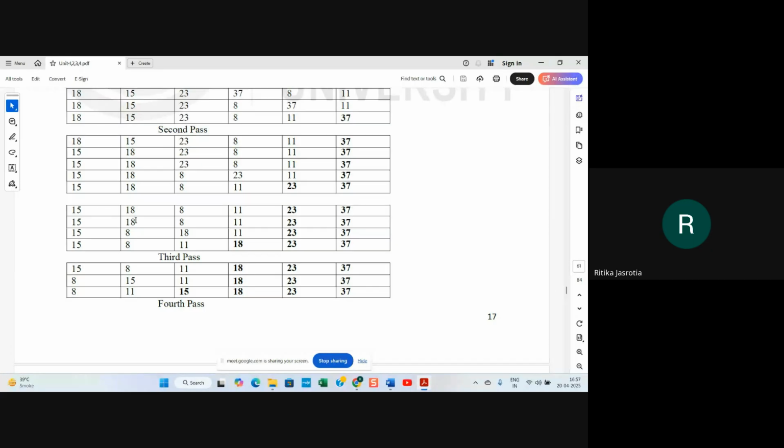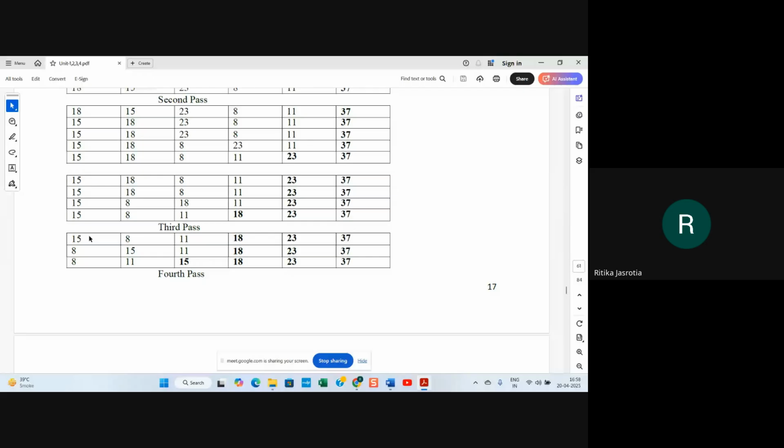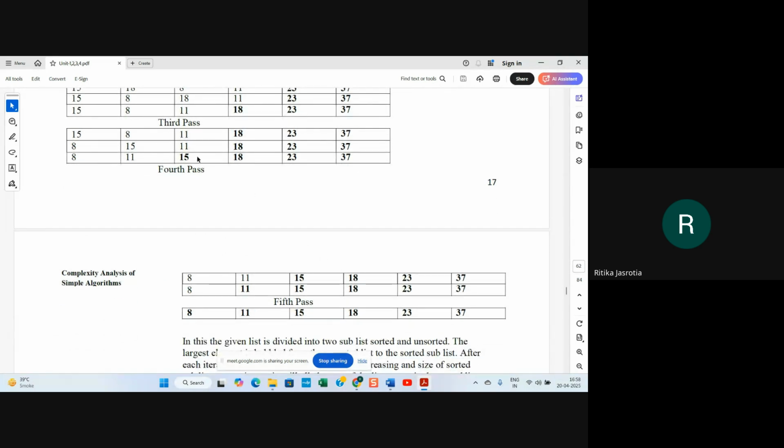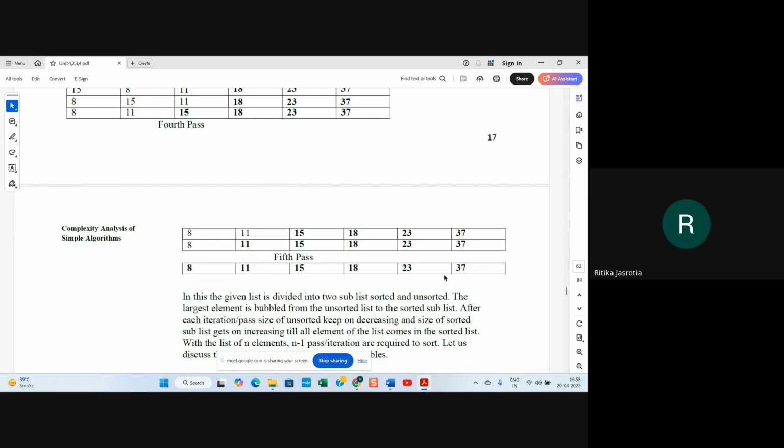So 15 and 18 has already been done, 18 and 8 is already done, then 18 and 11 are shifted, so 11 shifts here, 18 comes here. Then in third pass again you compare 15 and 8, 8 comes here, 15 comes here, then 15 and 11, 11 comes here, 15 comes here. And finally again 15 and 18 are compared, then 18 and 23, and 23 and 37. So the final fifth pass is your final result.